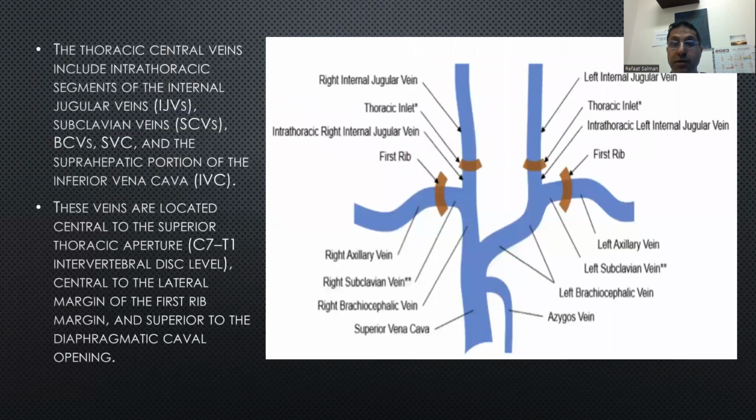If we look at the anatomy of the central venous system, the landmarks are the first ribs on both sides, and the thoracic inlet. So that will ultimately include a part of the internal jugular vein, right and left axillary veins, and both brachiocephalic veins, as well as the suprahepatic part of the IVC. The whole region is at the level of C7 to T1 intervertebral disc level.